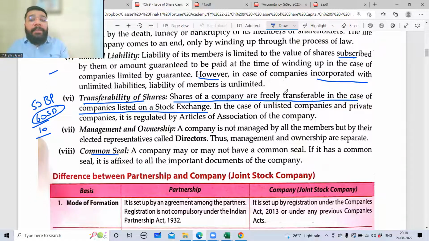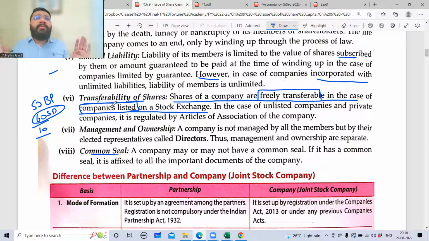So the shares of the company are freely transferable. Which means what? Vedant was earlier having one share. I purchased from him, so Vedant has transferred his share to my name. So shares of a company are freely transferable in case of a company listed on a stock exchange. Which companies can have their shares listed on a stock exchange? Only public companies.